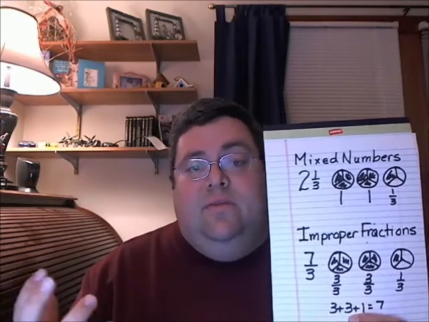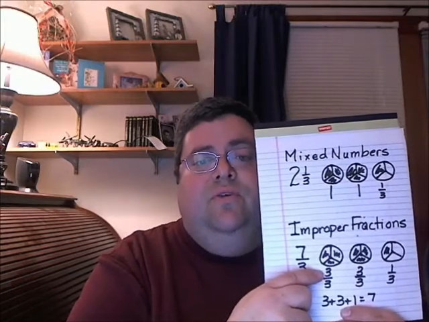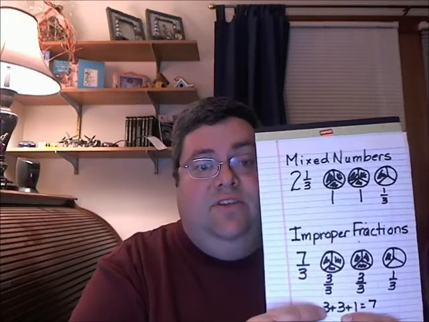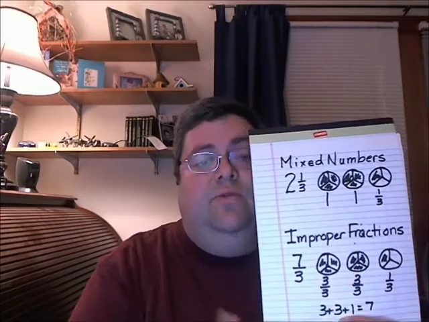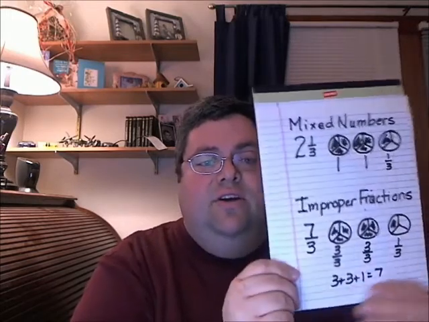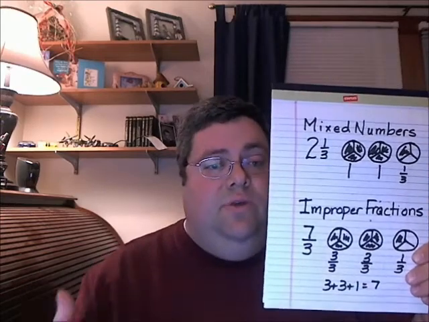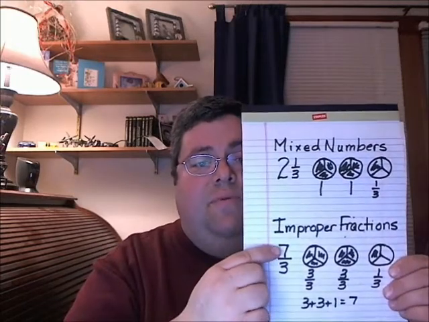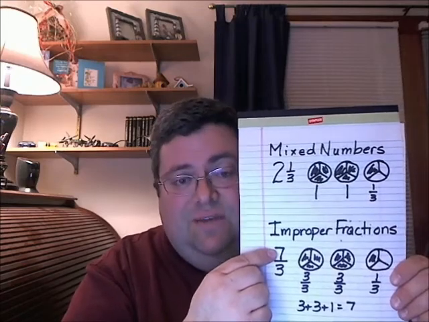Now, the way we write the improper fraction is, and this is how it's different than the mixed numbers, I'm going to take those numerators and I'm going to say, okay, in this object, I used all 3 pieces. That's a 3. In this object, I used all 3 pieces. That's a 3. 3 plus 3 is 6. In this object, I used 1 piece. I'm going to add 1 more piece. 3 plus 3 plus 1 is 7. So in my numerator for an improper fraction, I'm going to give you the total number of pieces amongst all of these objects that I've used.